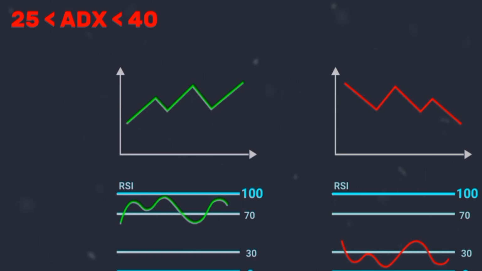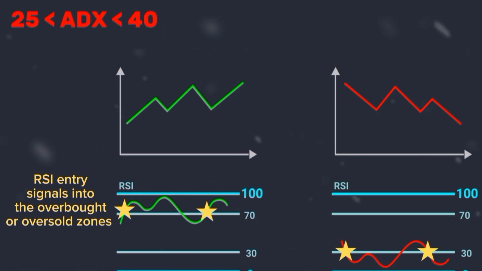When ADX is between 25 and 40, the market is trending, but not extremely strong. RSI entry signals into the overbought or oversold zones can still be useful, but should be used with caution. It's important to consider other factors such as price behavior, support and resistance levels, candlestick patterns, and volume. These elements provide a clearer view, and relying on RSI alone may not be sufficient, so a broader analysis is necessary.